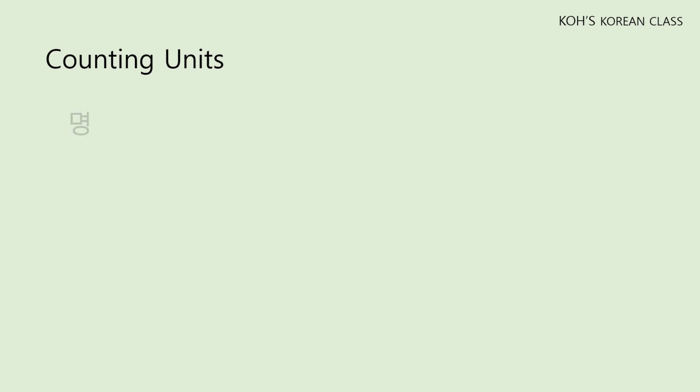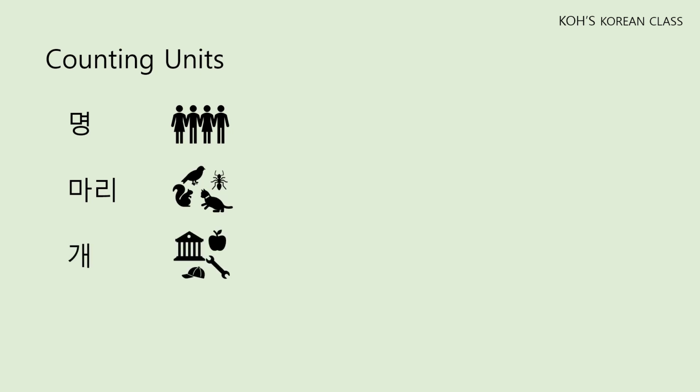Alright then, let's see the most frequently used counting units. First of all, 명 for humans, 마리 for animals, 개 for non-human, non-animal stuff. So if you want to say 3 students, it's 학생 3명. You see, the being comes first, and the number follows it, and the counting unit comes to the last position.